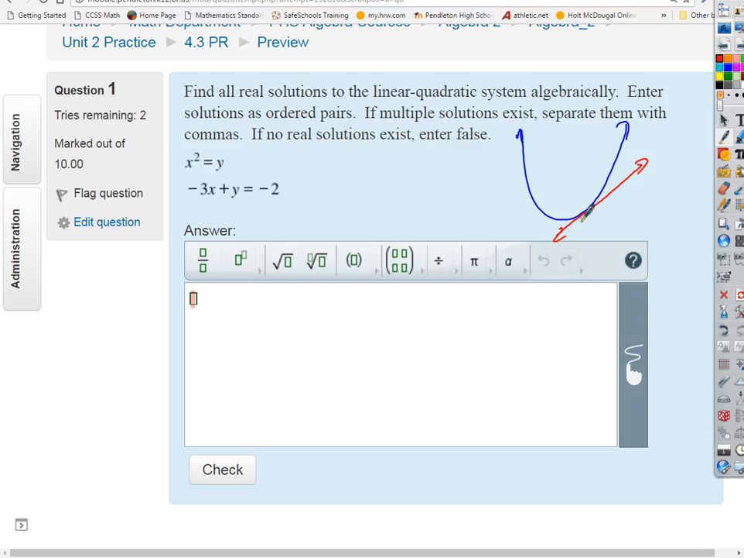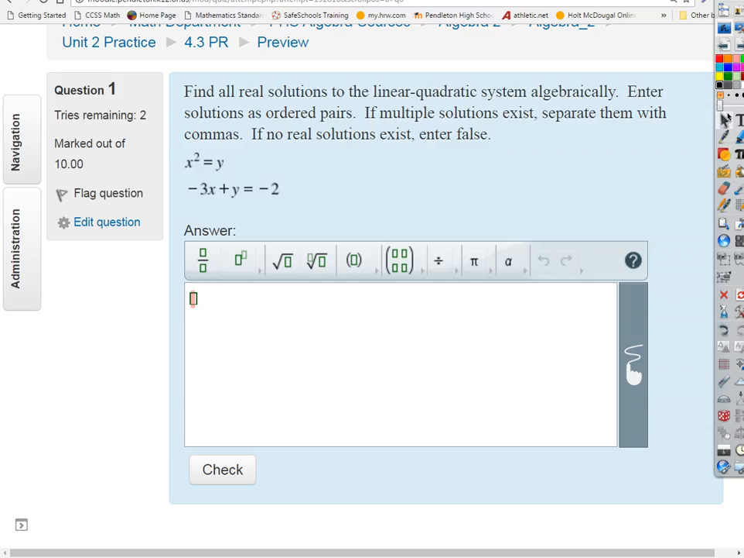Or, what's the other thing that could happen? What if it did something like that? Does it ever intersect it? No, so it might miss it completely and there might be no solutions, right? Okay, so we want to find the ordered pairs corresponding to the solutions of this system, right? So we might get 2 ordered pairs, we might get none, okay? Or it's possible we could get 1.